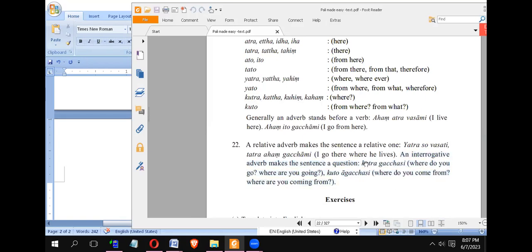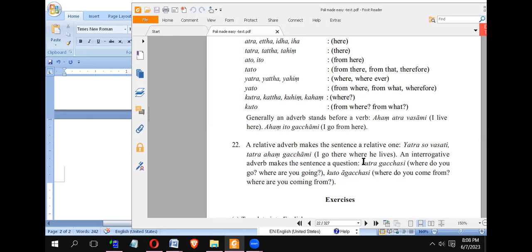This is very easy. Kutra. When you see the word KU, remember it's always a question. So where do you go, or where are you going? Kuto. When you see the to means from, right? So KU is always a question. So where? To is from. So where do you come from, or where are you coming from?